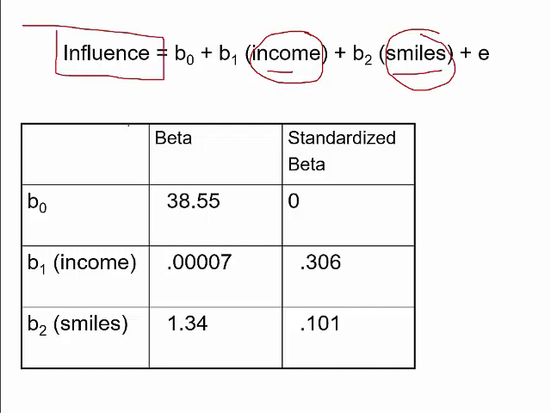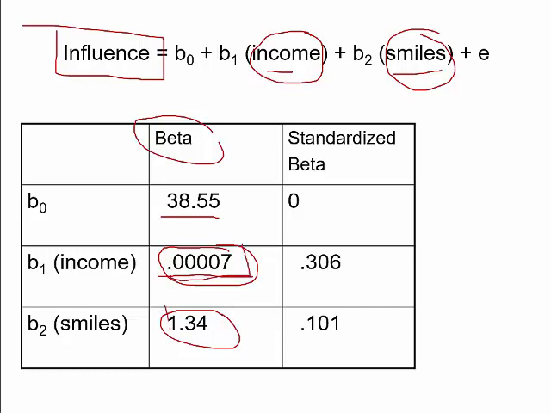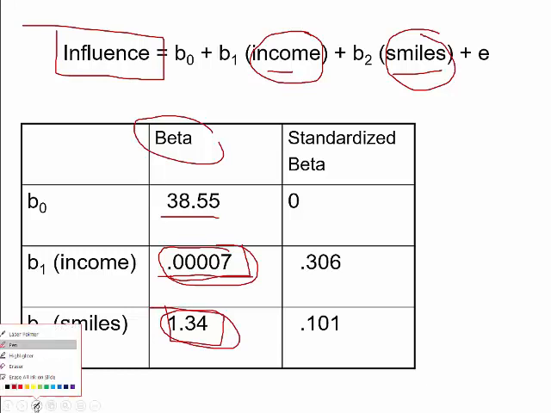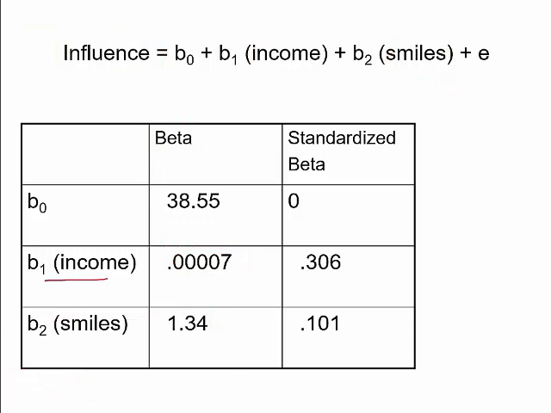and we already looked at results for our unstandardized betas, and we saw that we had an intercept of 38.55, and the slope for income was a very small slope of 0.00007. The slope for smiles, our second beta, was 1.34. And as I talked about before, even though 0.00007 is a very small number, we can't interpret this effect for income being smaller than the effect for smiles because income and smiles are being measured using two different scales. The units of income are much smaller units than the units for smiles, so we can't compare these two numbers.